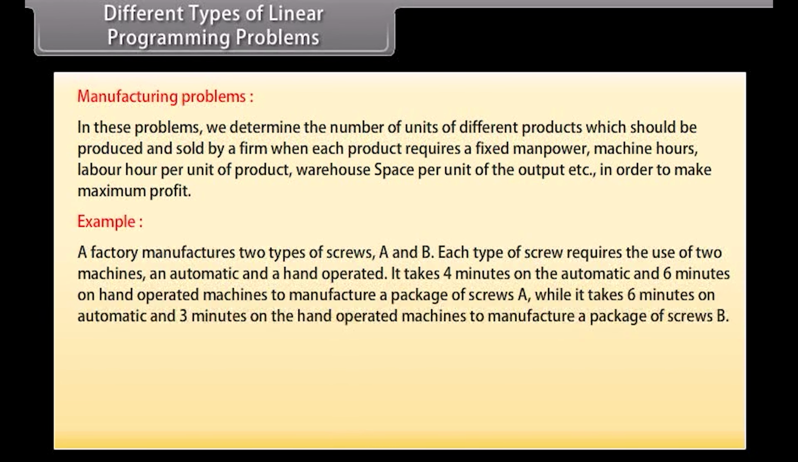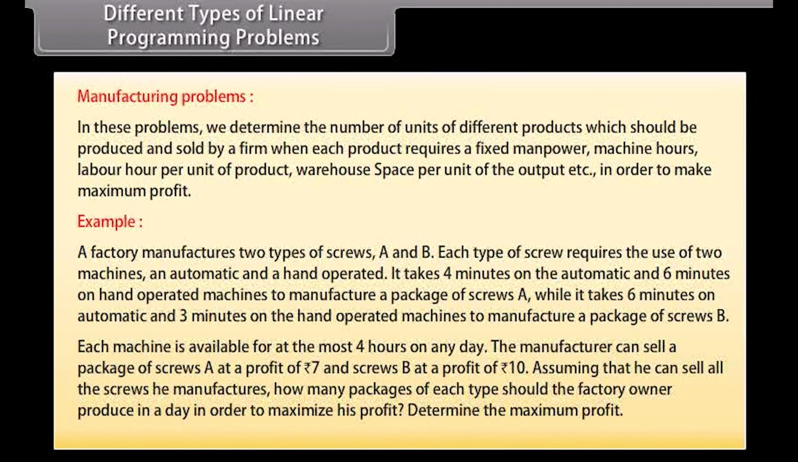Example: a factory manufactures two types of screws, A and B. Each type of screw requires the use of two machines, an automatic and a hand-operated. It takes 4 minutes on the automatic and 6 minutes on the hand-operated machine to manufacture a package of screws A, while it takes 6 minutes on the automatic and 3 minutes on the hand-operated machine to manufacture a package of screws B. Each machine is available for at the most 4 hours on any day.